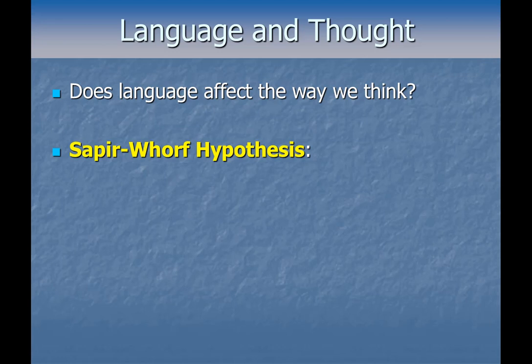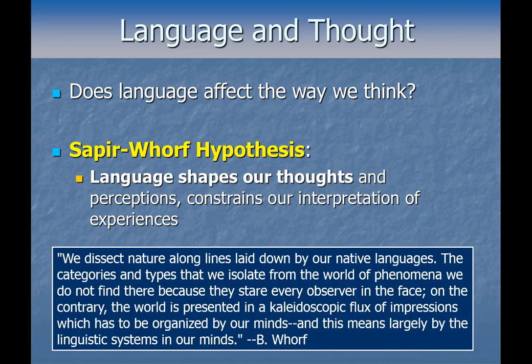So the original version of this, the most well-known version of this hypothesis, is called the Sapir-Whorf hypothesis. The hypothesis is named after a couple of researchers, Benjamin Whorf and, I forget Sapir's first name, but these researchers basically argued that language shapes our thoughts. And when they say our thoughts, they mean not just our linguistic thoughts, but our cognitions in general, including our perceptions, like what we see, what we experience. And that it, in essence, constrains our interpretation of reality, of our experiences.